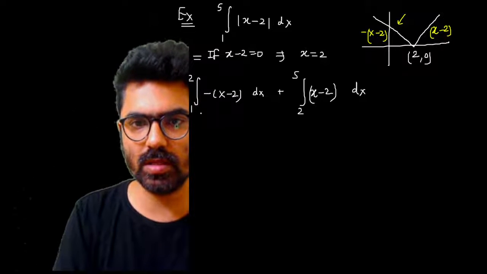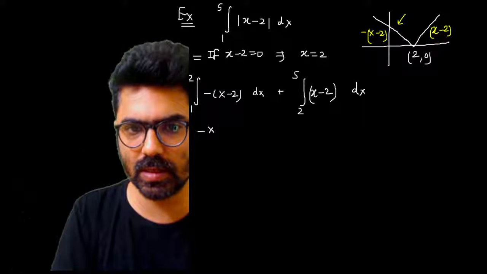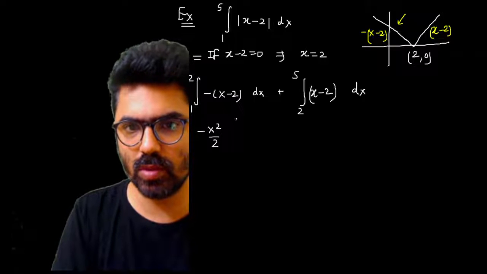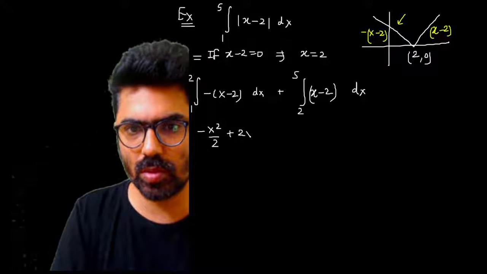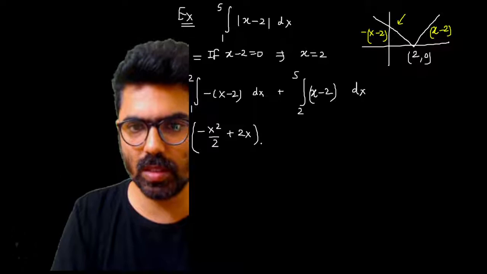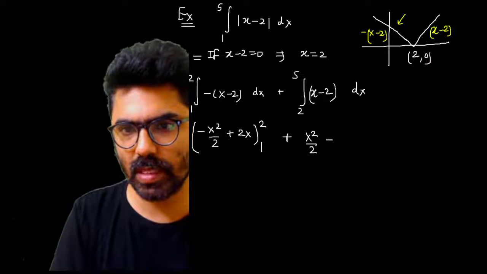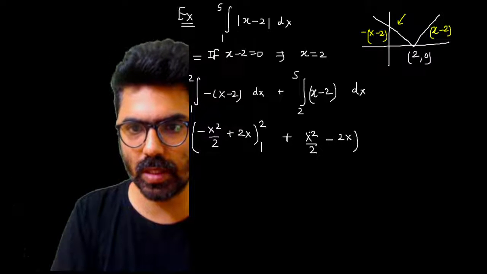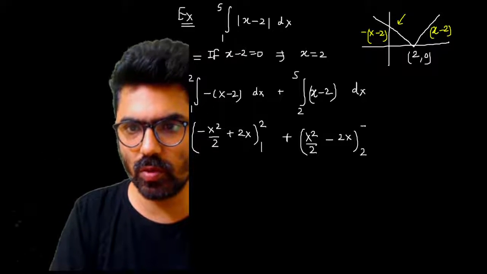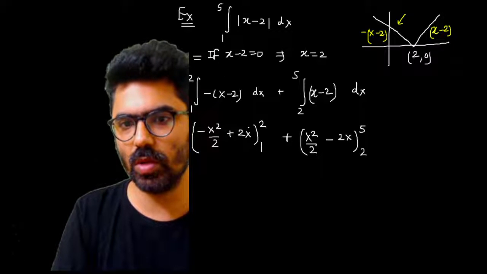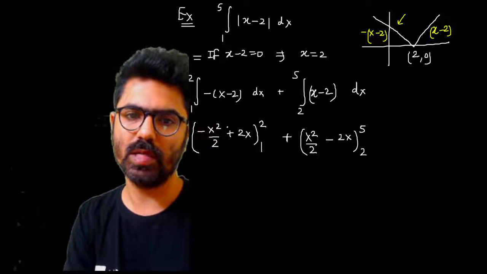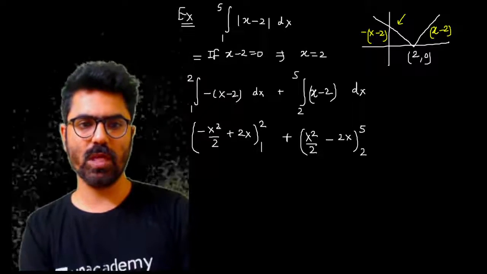Now let's integrate this term by term. So integration of minus x is minus x square by 2. Integration of plus 2 is 2x. In this you have to put value 1 to 2. Similarly here, x square by 2 minus 2x. In this you have to put the value 2 to 5. Okay, now let's put the upper value. Let's put the upper limit. If we put the upper limit, what are we getting?